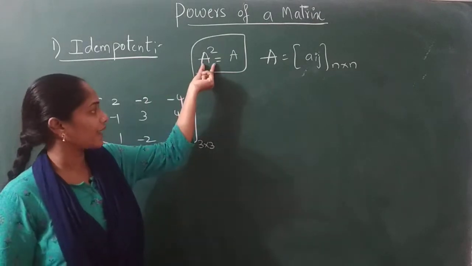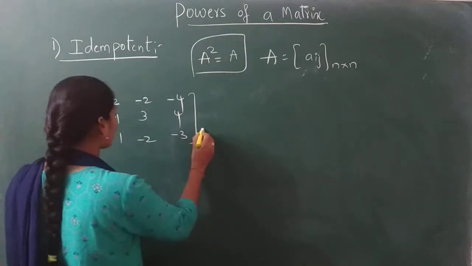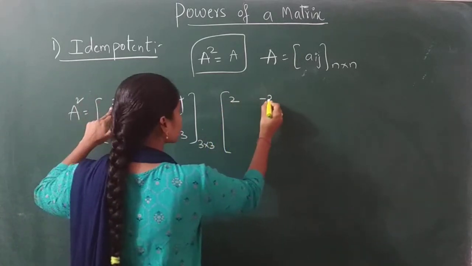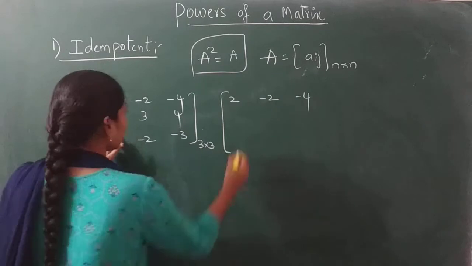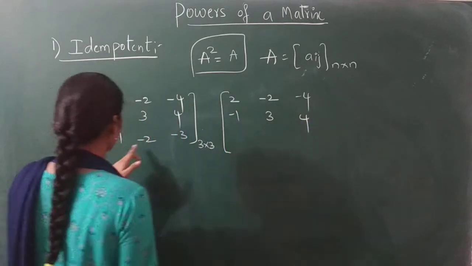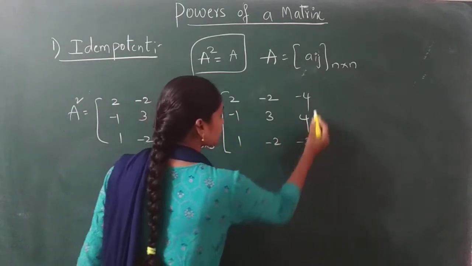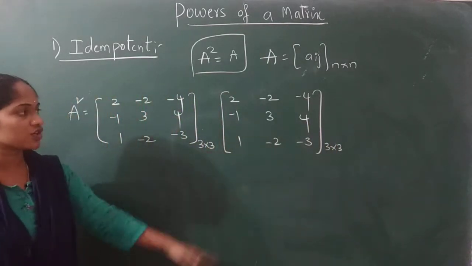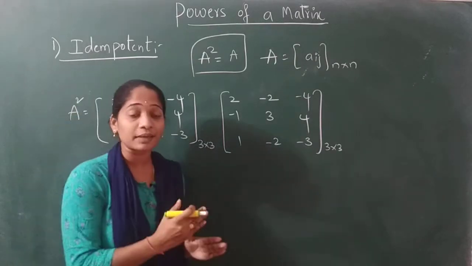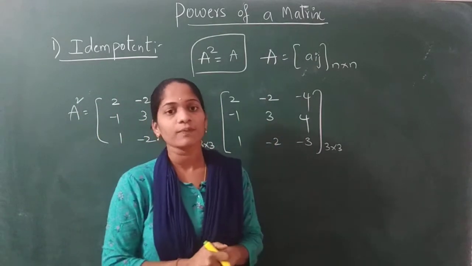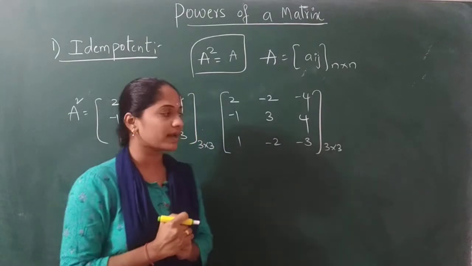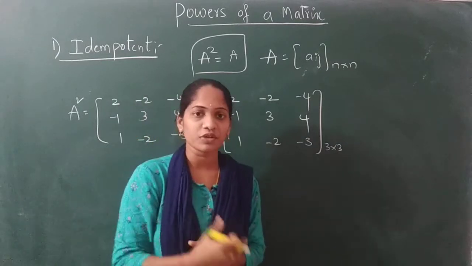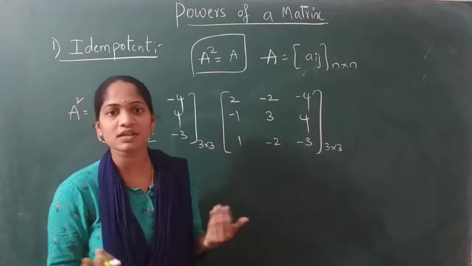For that, what do you have to check? A square means you have to multiply this matrix with the same matrix again, which is -2, -4, -1, 3, 4, 1, -2, -3 of order 3 cross 3 here. Matrix product, that is multiplication, is occurring. For multiplication, please go through the previous lecture. What is the rule? The number of columns of the first matrix should equal the number of rows of the second matrix. As it is a square matrix, obviously we can multiply.